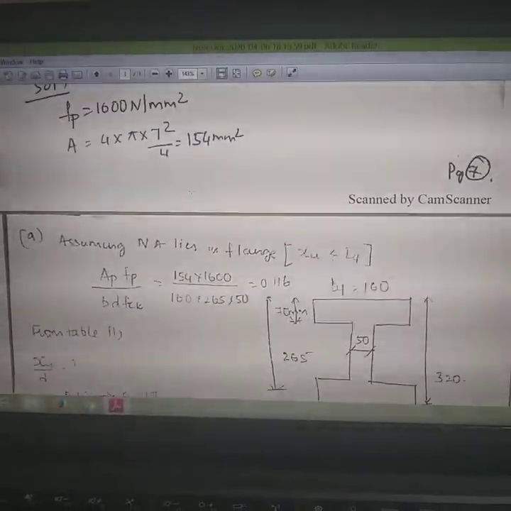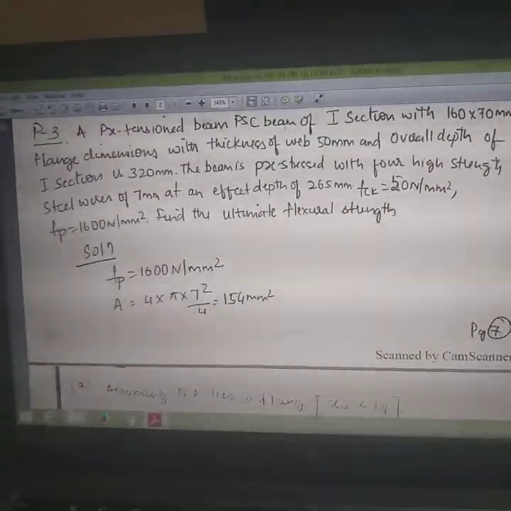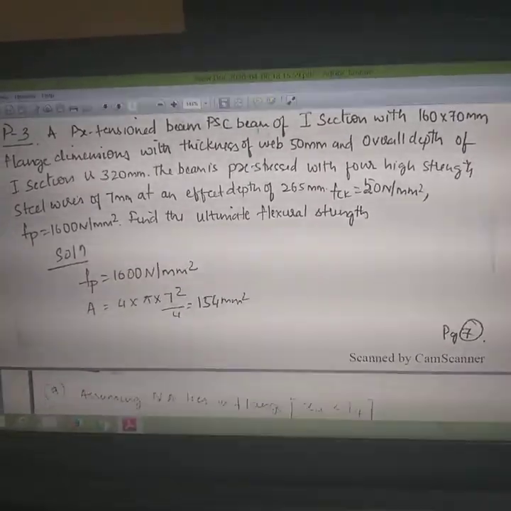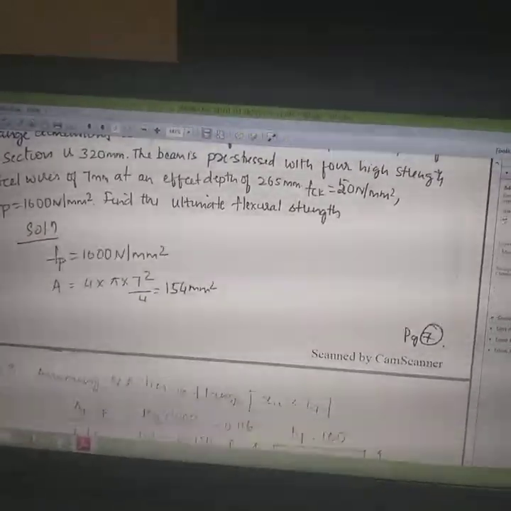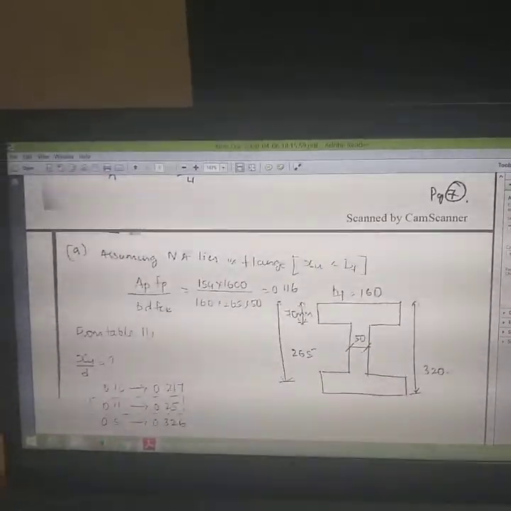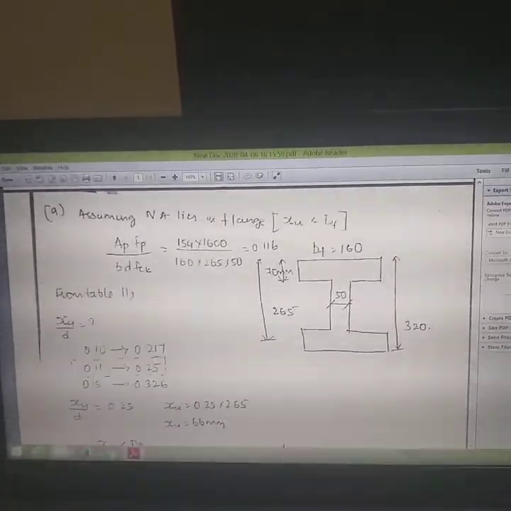Okay, before that, in the data it is specified that there are 4 numbers of 7 mm diameter bars. First we shall calculate the area of the reinforcement. A is equal to 4 into pi d square by 4. You will get it as 154 mm square. Then after making an assumption, compute the reinforcement ratio. Read what is the XU by D value.